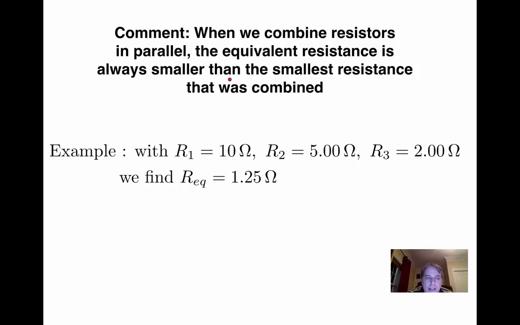So just to make that clear, let's say you combine three resistors in parallel: R1 10 ohms, R2 5 ohms, R3 2 ohms. Calculate R equivalent when they're in parallel. Okay, I'm doing parallel combination here. You do 1 over R1 plus 1 over R2 plus 1 over R3, all that to the power minus 1. You get 1.25. Notice that R equivalent is smaller than the smallest of the three resistors, which was 2 ohms. And this is always true. When you add resistors in parallel, you always decrease the total resistance.